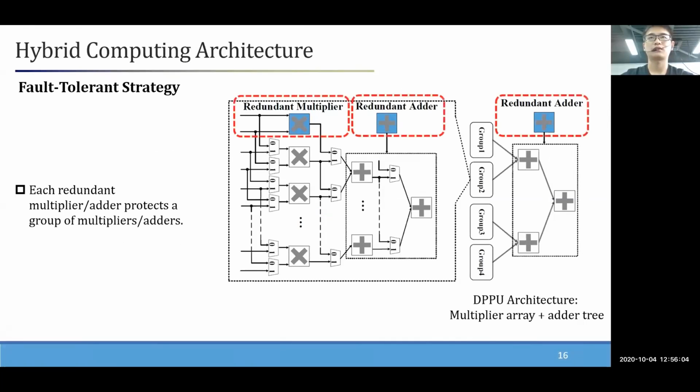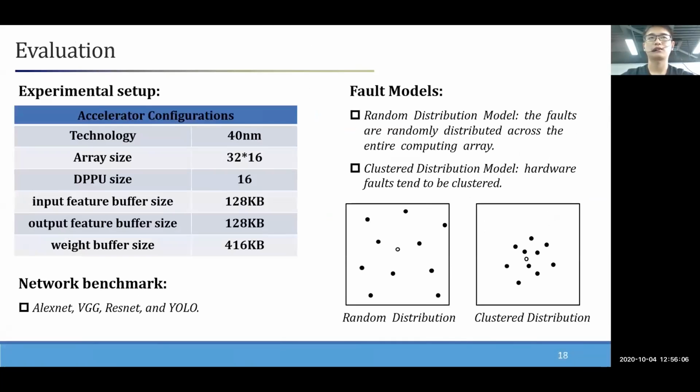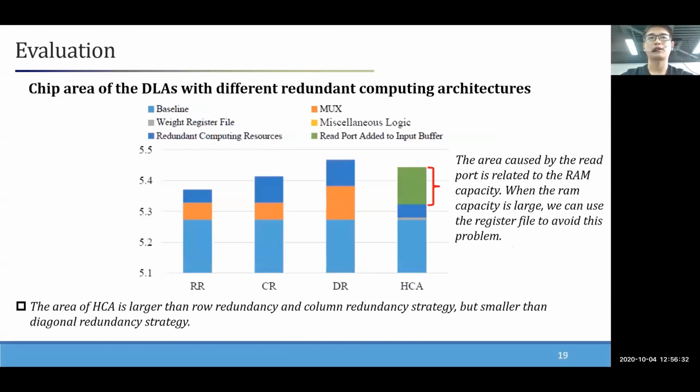Next is the evaluation. The specific parameters of the accelerator are shown in the table. In order to evaluate the reliability of the redundancy design, we have two different failure distribution models, namely the random distribution model and the cluster distribution model. And we use a set of representative neural network models including AlexNet, VGG, ResNet, and YOLO as benchmarks. We compared the chip area of the DLA with different redundant computing architectures.